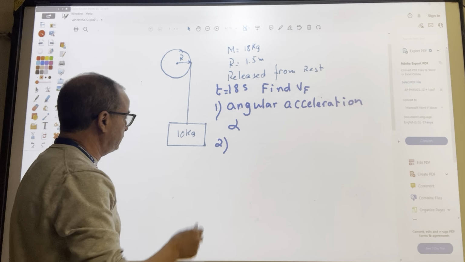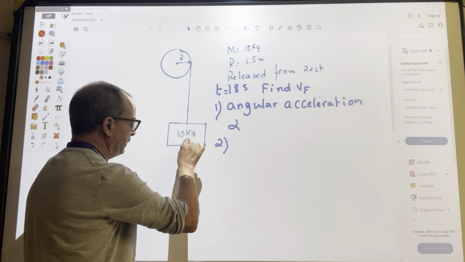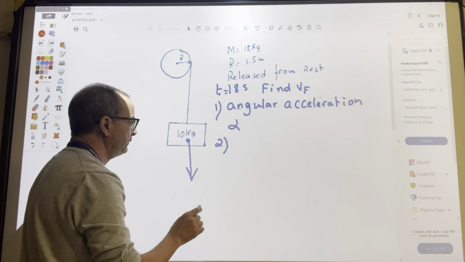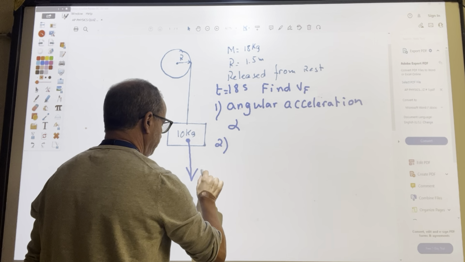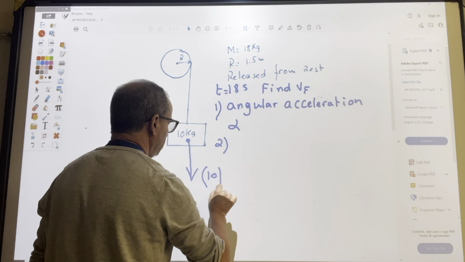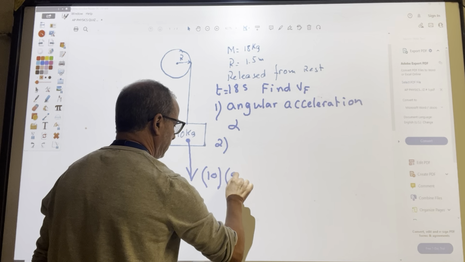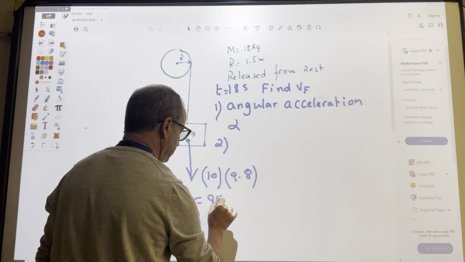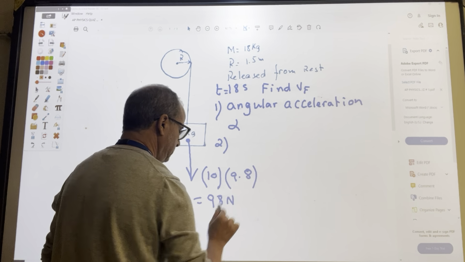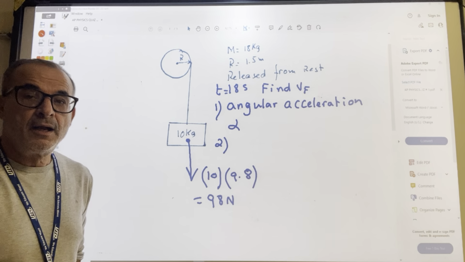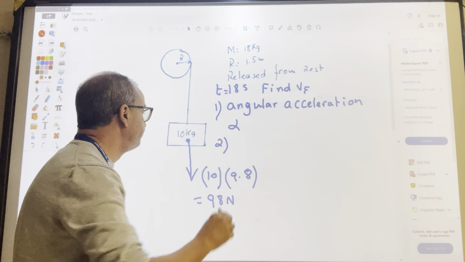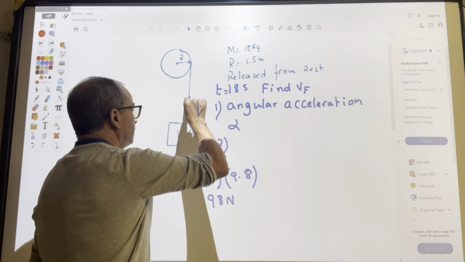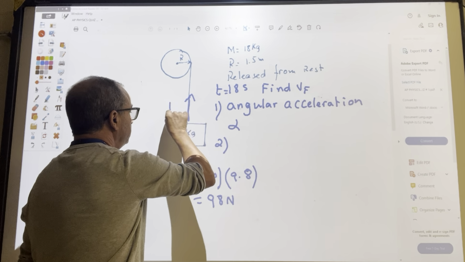But the first thing, let's put down some forces. So we have the mg, which is going to be 10 kilograms times 9.8. That's going to be 98 newtons. Right? And we're going to have tension T.